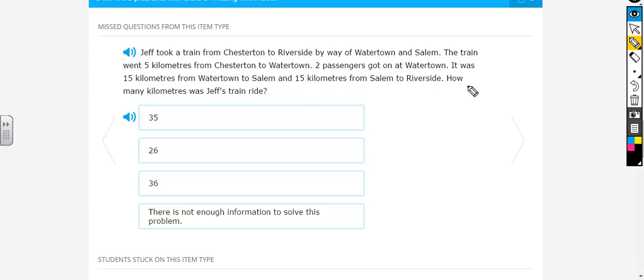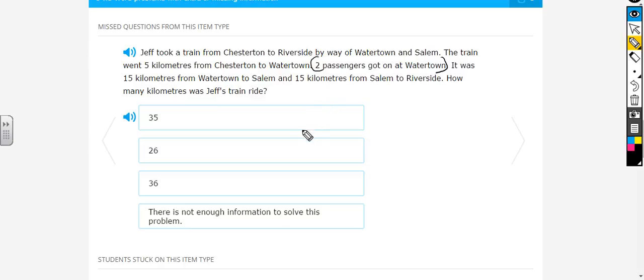But let's first look at what the question is. How many kilometres was Jeff's train ride? So can you spot the information that we don't need? Yes, it's here. 2 passengers got on at Watertown. We don't need that. So I'm just going to do a little bracket around that. Now let's have a look.